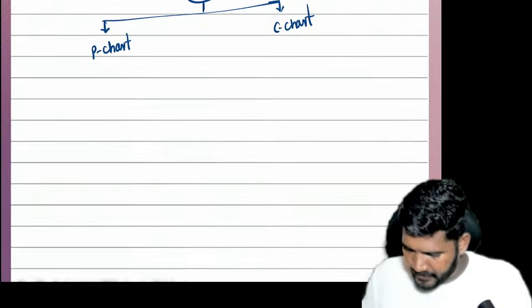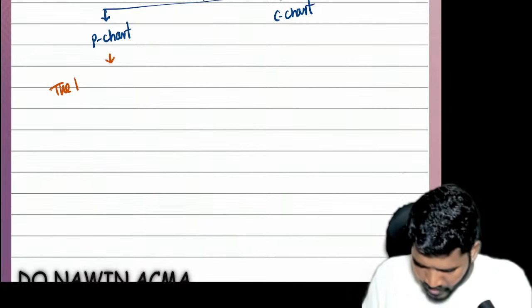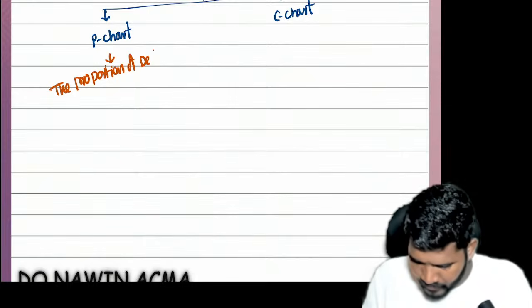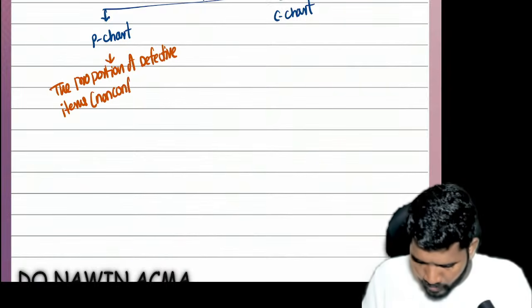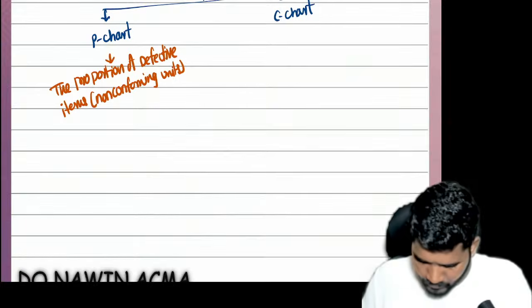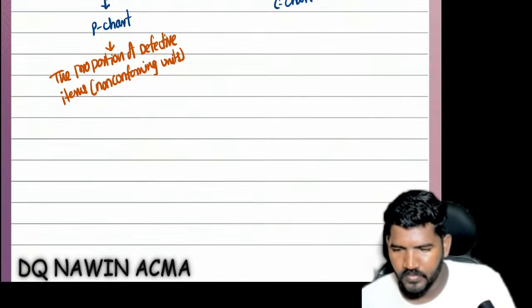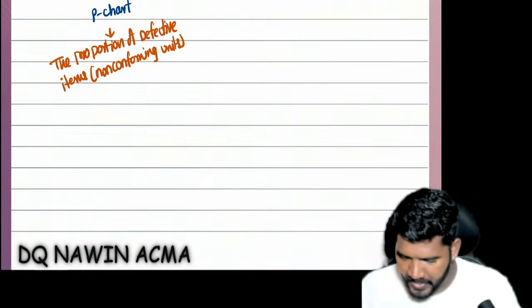When it comes to the P chart, it deals with the proportion of defective items, that is nothing but non-conforming units. So for the calculation of the proportion of defective items, we use P charts.